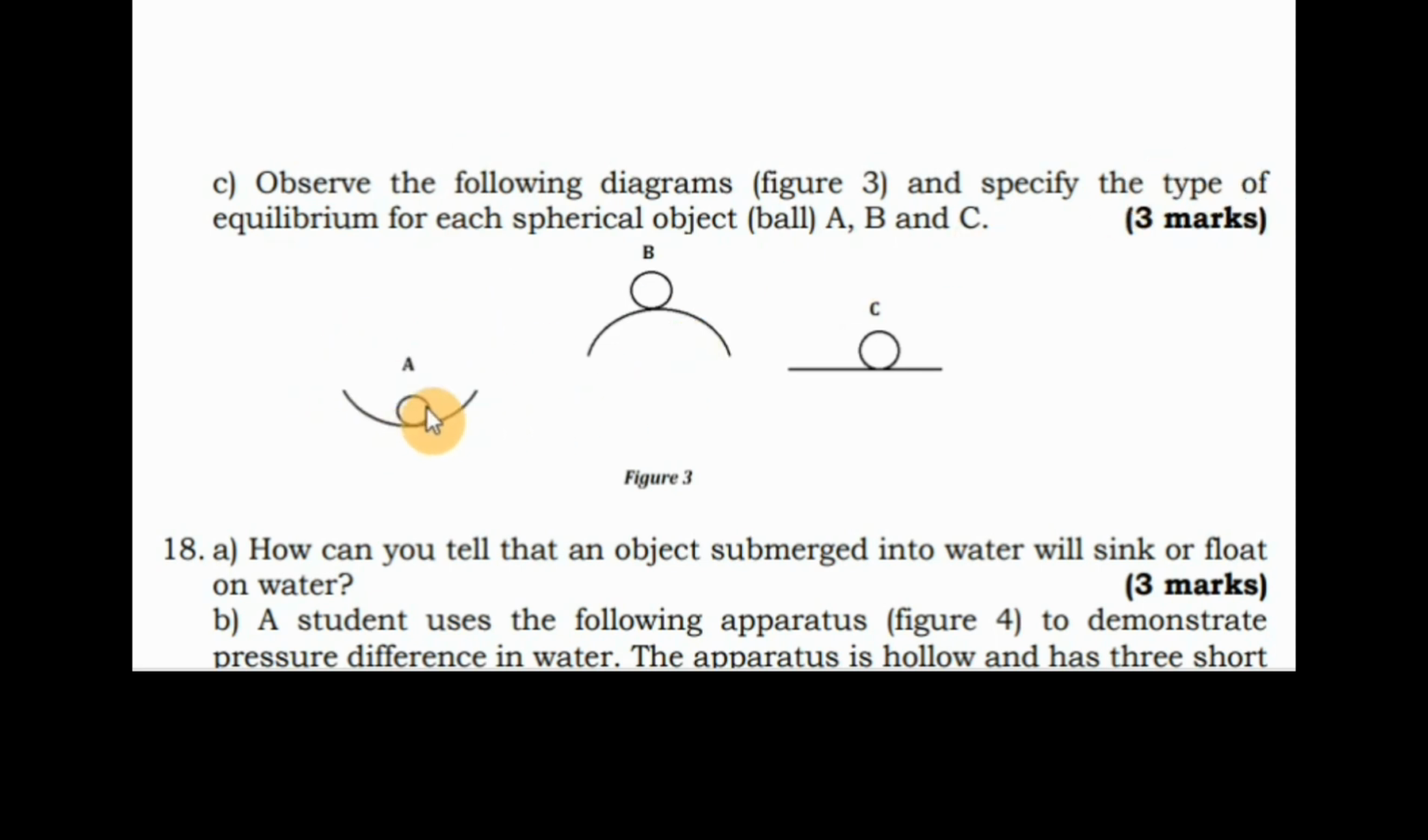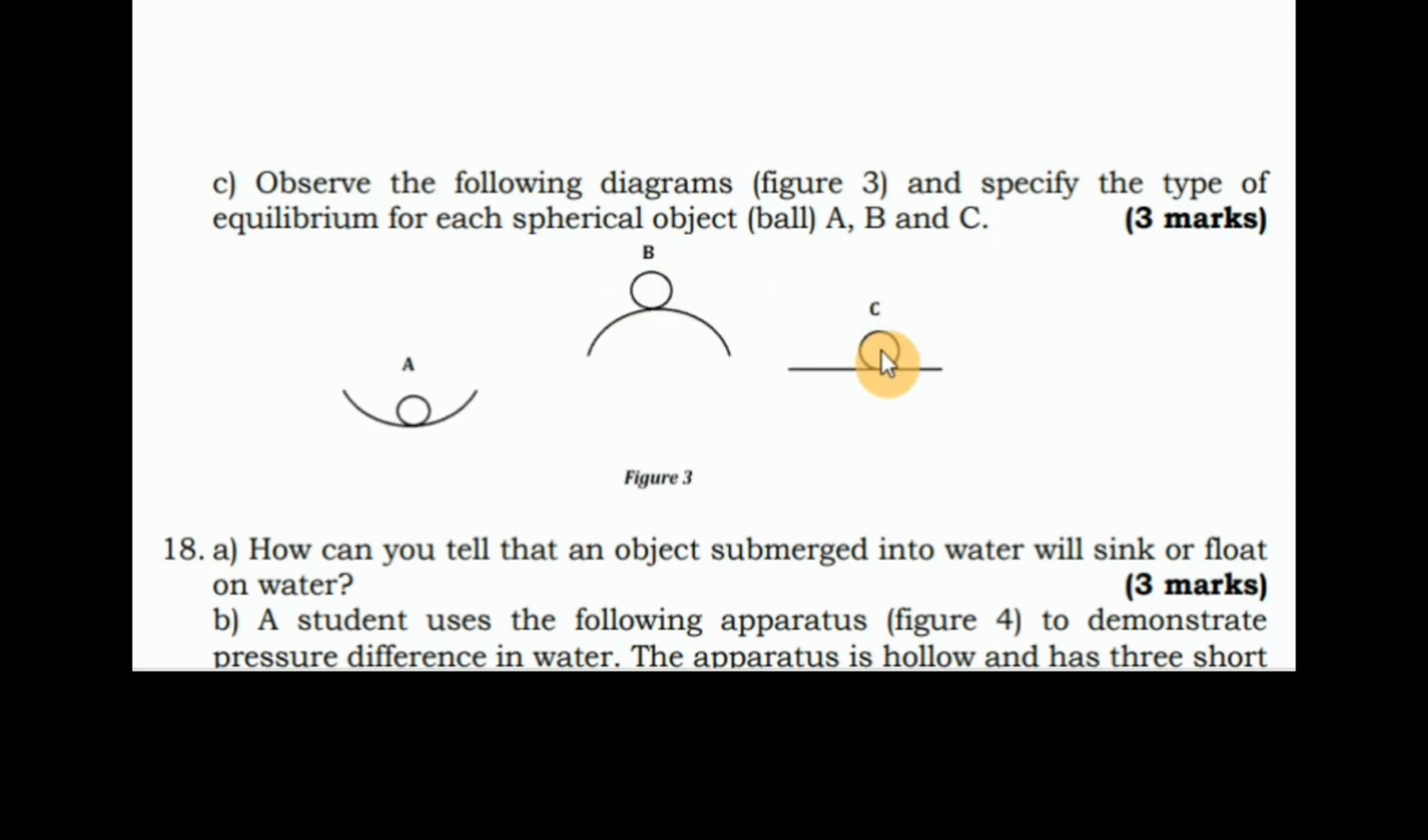So back to C, what we have to do here is specify the types of equilibrium. As you see, A is stable because with a slight displacement, if you move this object A, it will turn back to its original position. A is stable, while B is unstable because with any slight displacement B will go without coming back.